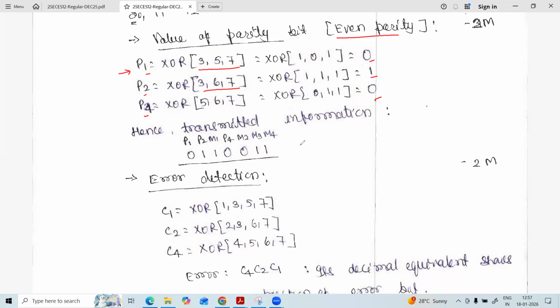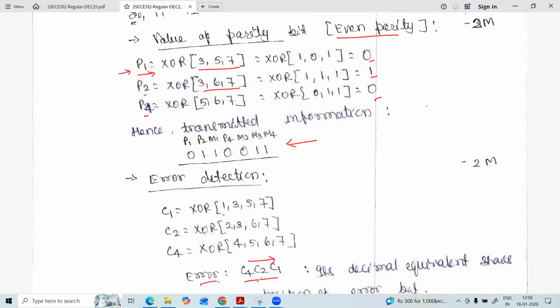Now we have substituted these values, so this information is generated with the help of the concept of even parity. Now, to detect whether an error has occurred in the received information, we again use the correction bits, again with XOR. The bit positions we check are the first position, third, fifth, seventh. It is the same as before, except that here the parity bit position is also included. To detect the error, we check C4, C2, C1 in this order.